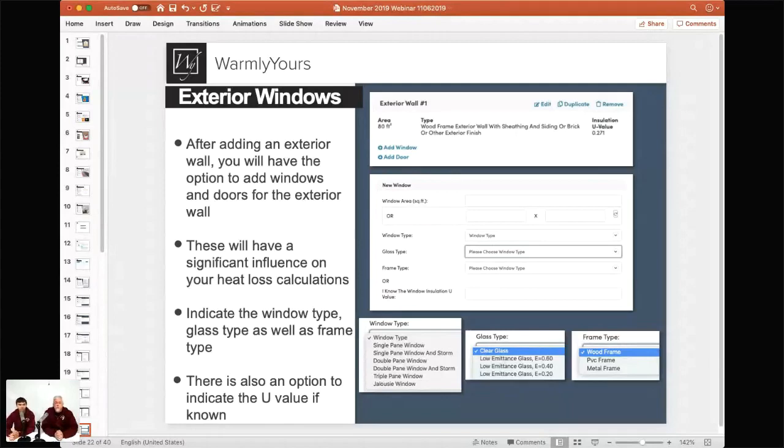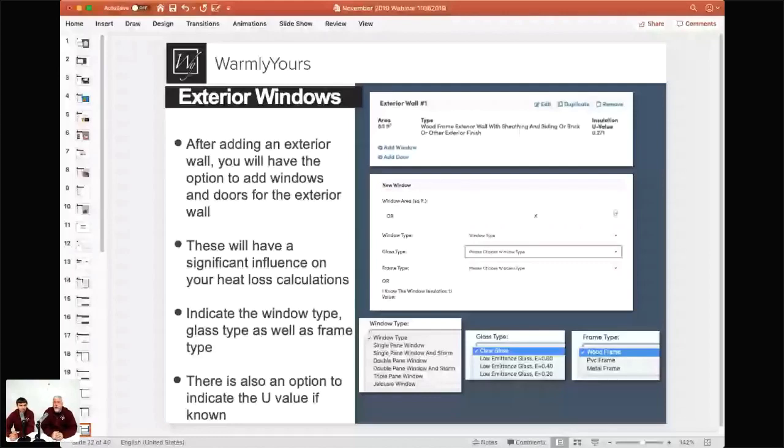So adding the window should be pretty simple. You add the square footage or, again, the height and length of the window. Window type, either it's a single pane window or it's a nice triple pane window that's going to really save you the BTUs and save you the cost of the system, the operating cost. Glass type, frame type, once again, all of these little details are going to contribute and change the overall result here.